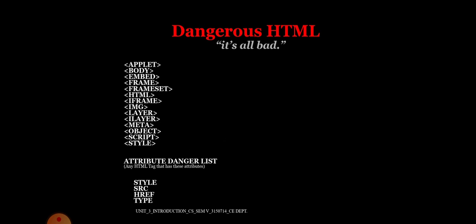Now, dangerous HTML. These are all risky: applet, body, embed, frame, frameset, html, iframe, image, layer, ilayer, meta, object, script, and style. All of their attributes are dangerous. Also, any HTML tag that has the attributes style, source, href, and type.